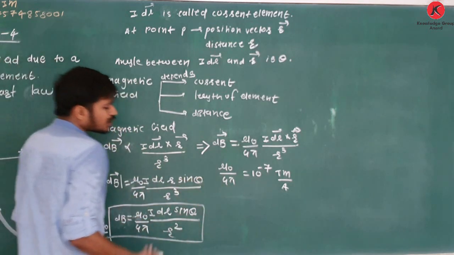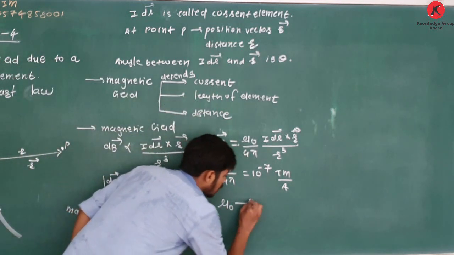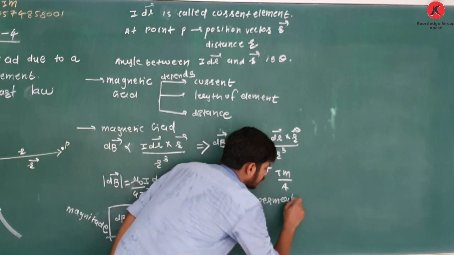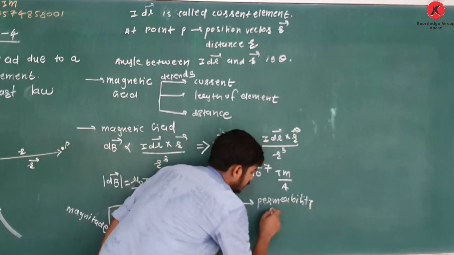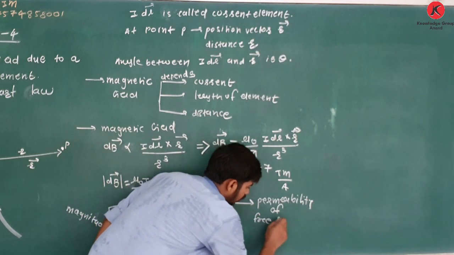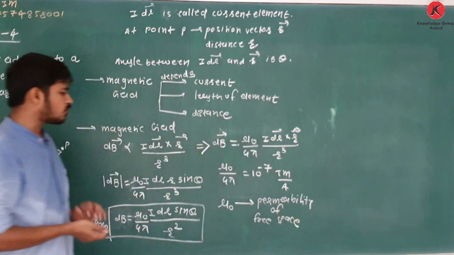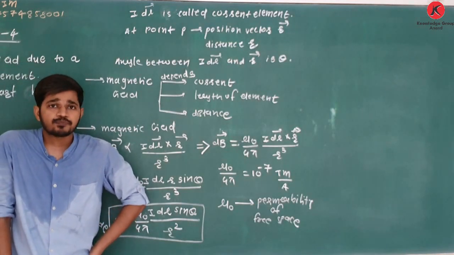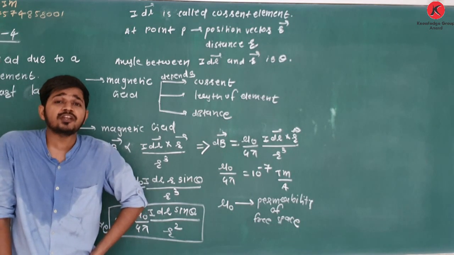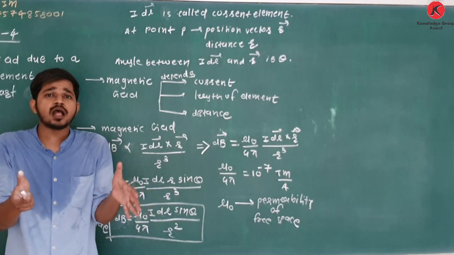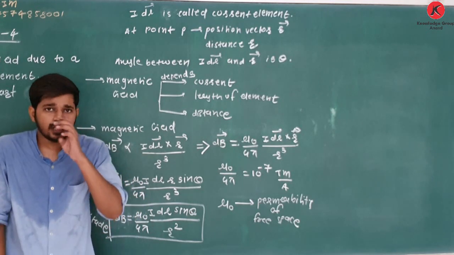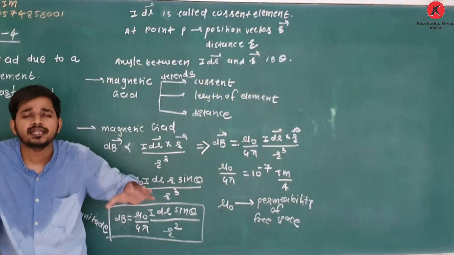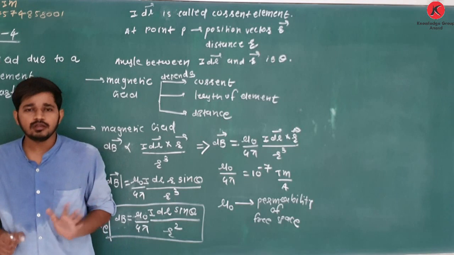Now yes, you know what is 4 pi. You may ask me one question, sir, what about mu 0? Mu 0 is called permeability of free space. Now what is permeability? Yes, remember first chapter, epsilon 0, permittivity of free space, means these characteristics that affect electric field. Here it is mu 0, permeability, it affects magnetic field. Yes, simple. Clear about this?